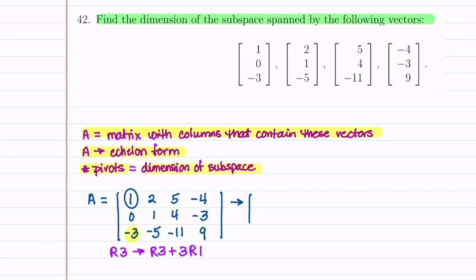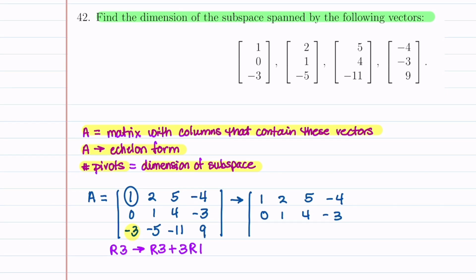Let's see what this gives us. Our first two rows are going to stay the same. Let's now look at our row 3. We're going to have 1 times 3 gives us 3, minus 3 is a 0. And then 2 times 3, which is 6, minus 5 gives us a 1. And then 3 times 5 is 15, minus 11 gives us a 4. And then lastly, minus 12 plus 9 gives us a minus 3.